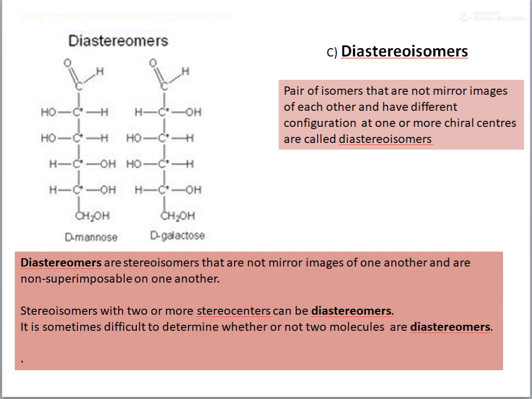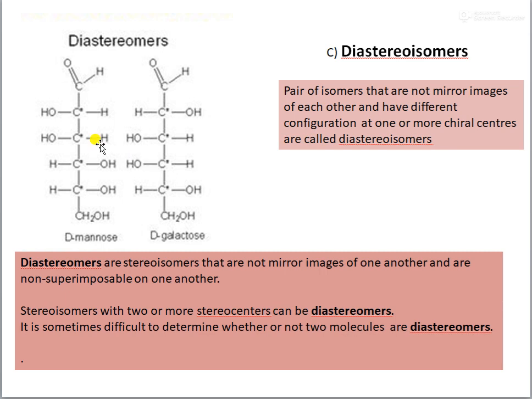Now, before going into that, let me just tell you, if you consider the number of asymmetric carbon atoms, not always will there be one asymmetric carbon atom between two different molecules. There might be different asymmetric carbon atoms. And if the spatial orientation is found to be different at more than one chiral center, and this develops a pair of isomers which are not mirror images of each other, then we call them diastereoisomers.